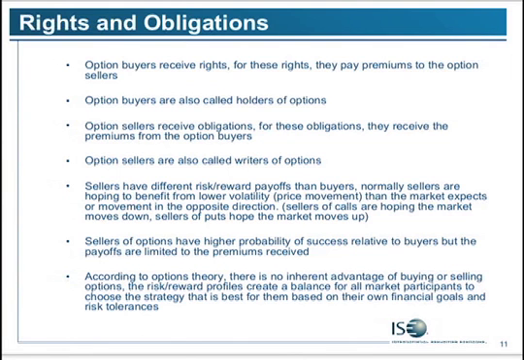Rights and obligations. Option buyers receive rights. For these rights, they pay premiums. The buyers are also called holders. Sellers are going to receive obligations, and they're also called writers. Sellers have different risk reward than buyers. So essentially, if you think about it, buyers are going to be successful less often than sellers in general, because the sellers are receiving these premiums, but buyers have the ability to make an unlimited amount of money. Sellers don't. The maximum that sellers can make is the premium that they receive.